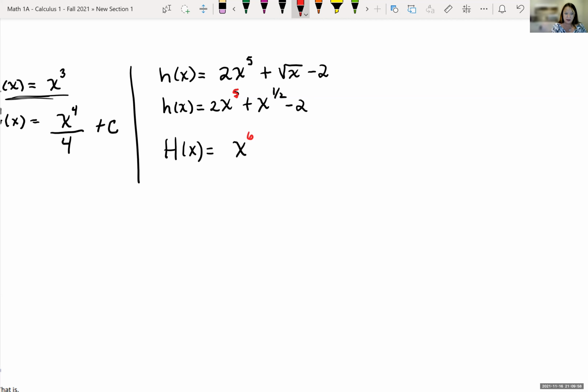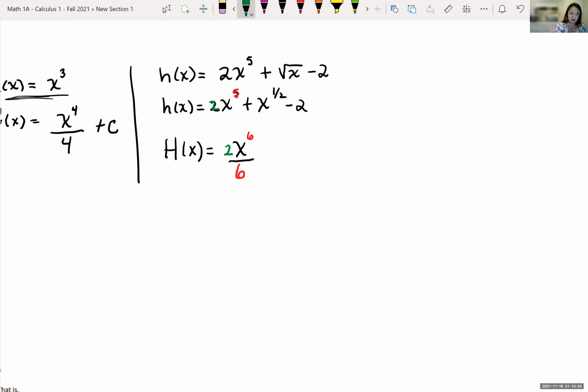Well, when we bring that power down, it would be multiplied to this 2 out here. And that, when I take the derivative, would have given me a 12x to the 6. But I don't want that 12x to the 6. So let's divide by this exponent of 6. And let's just leave that 2 out here. Would that work? Yeah.